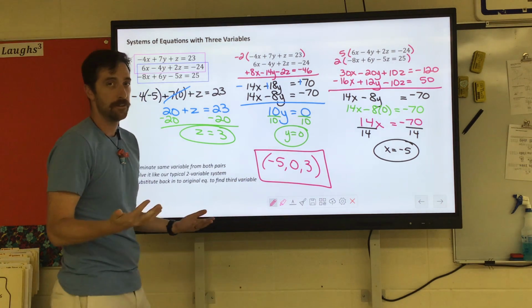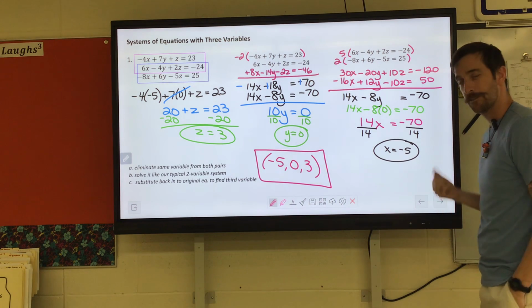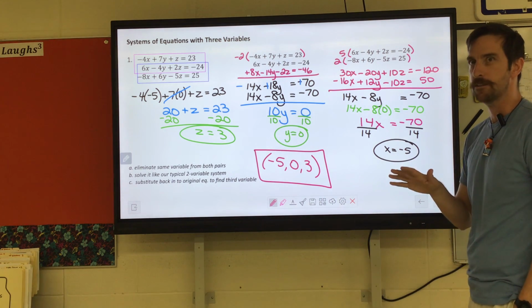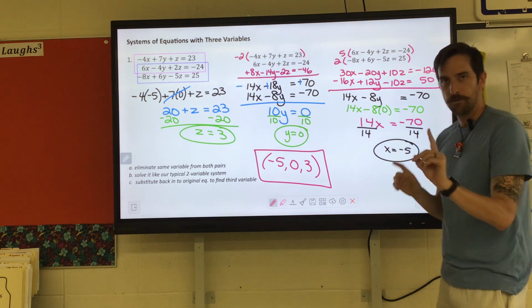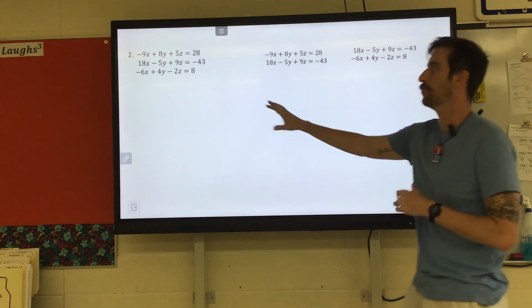Pretty tough. But it's crazy because once you do these systems with 3 variables, when you go back to the ones with 2, they feel so easy. Let's try one more. Here we go. Here's the original system.